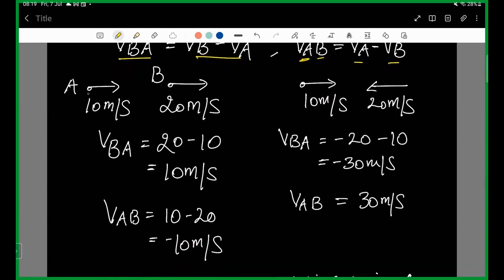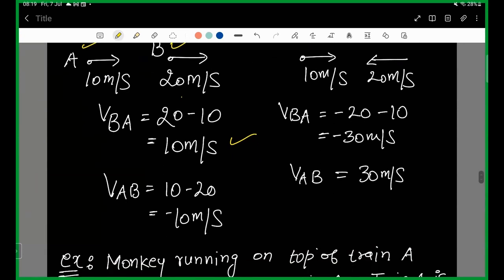A is moving with 10 meters per second and B is moving with 20 meters per second. What will be VBA, the speed of B with respect to A? It is 20 minus 10, which is 10. So if both cars are moving in the same direction, the relative speed between them will be less. Why? Because the difference in speed between them is less. So they will think that the motion is not that fast. Similarly, VAB is just the reverse.